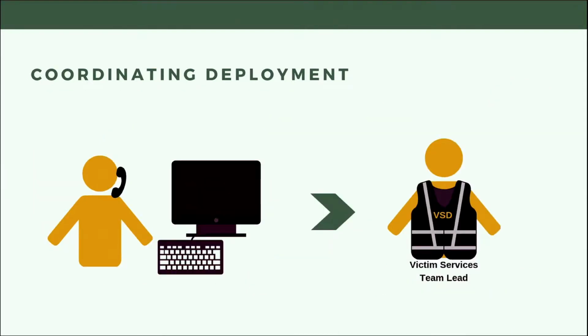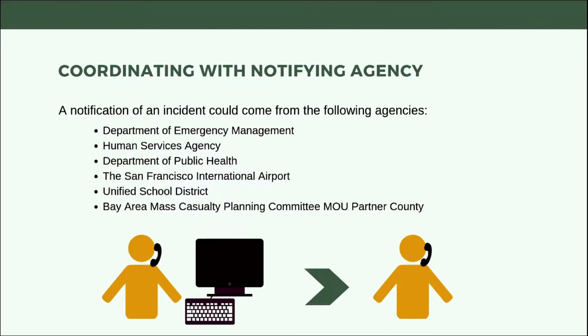Coordinating deployment. The notification may come from various agencies that we'll go through in this webinar. For each of these agencies, there is a specific procedure and communication guideline for activating our agency. The notification of an incident could come from any of the following agencies: the Department of Emergency Management, the Human Services Agency, the Department of Public Health, the San Francisco International Airport, the Unified School District, or any partner county in the Bay Area Mass Casualty Planning Committee.